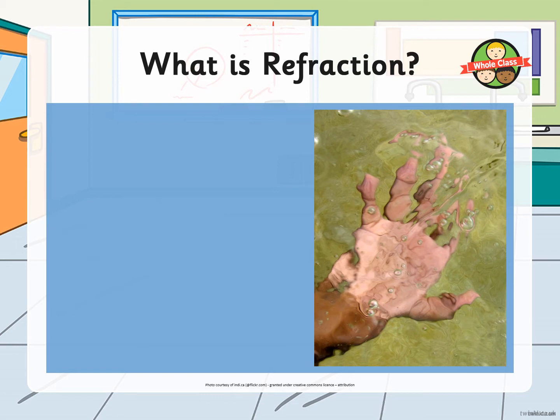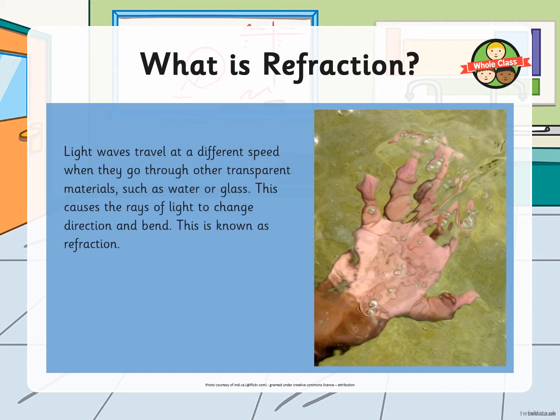Let's look at the definition of refraction. What do we mean when we say refraction? Light waves travel at different speeds when they go through other transparent materials such as water or glass. Don't worry if you're not sure what that word transparent means, we will come to that later. This causes the rays of light to change direction and bend, which is known as refraction. So refraction, very simply, is the bending of rays of light. That's to do with changing the speed at which light travels through an object.